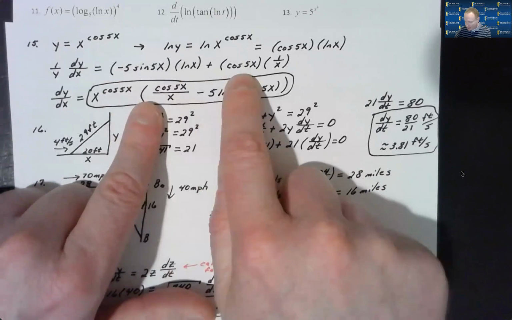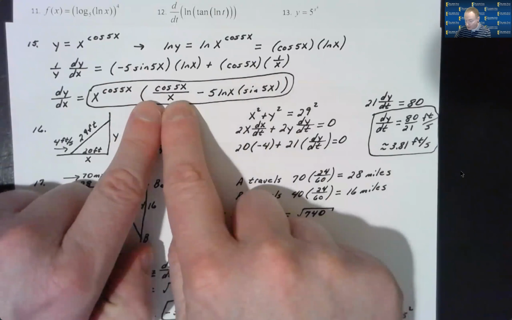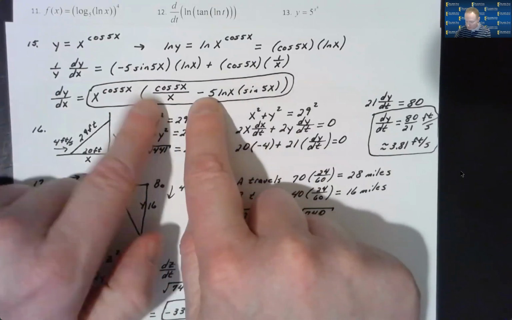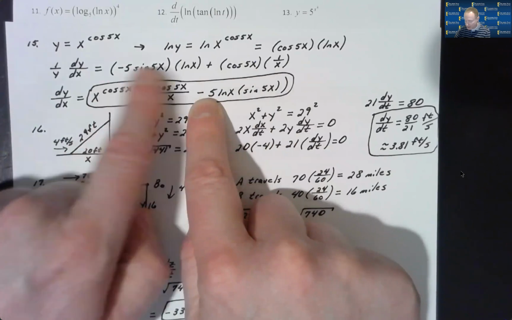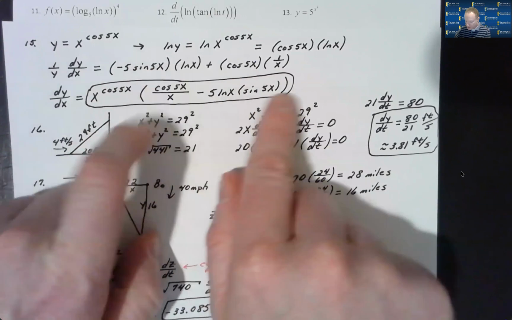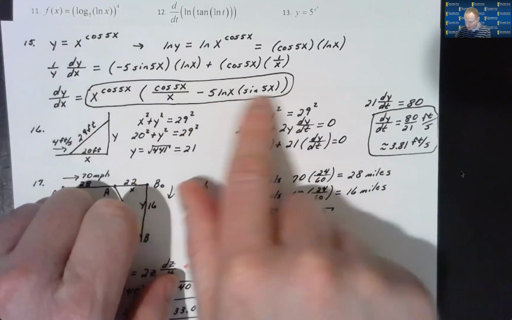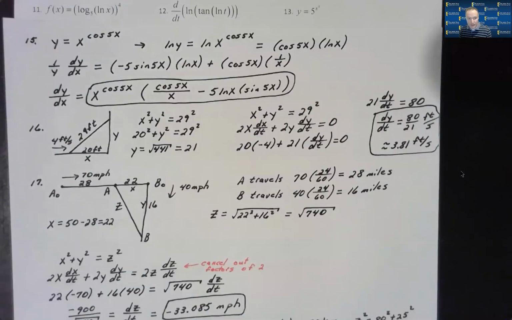So I just said, well, I could write this second term as cosine of 5x over x, and then minus 5 sine of 5x natural log of x. I put that as minus 5 natural log of x sine of 5x. Order of multiplication there doesn't really matter. I just thought that looked a little nicer. And then that's your fully factored final form of the answer.